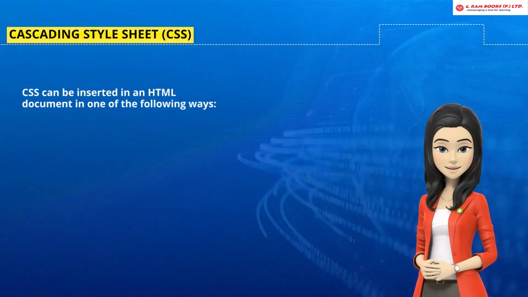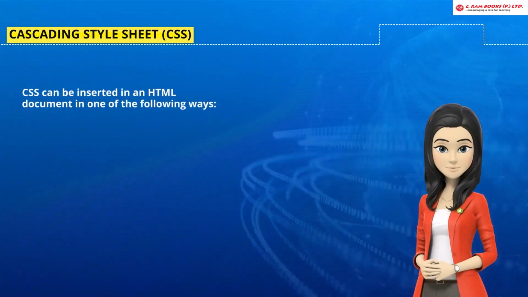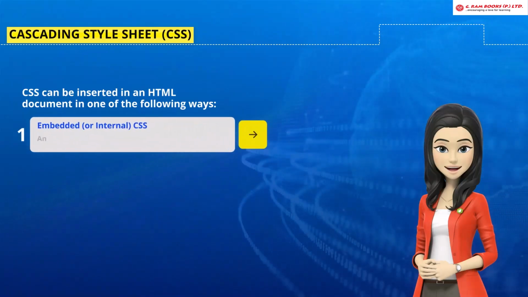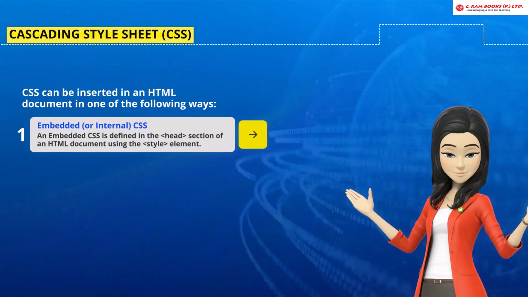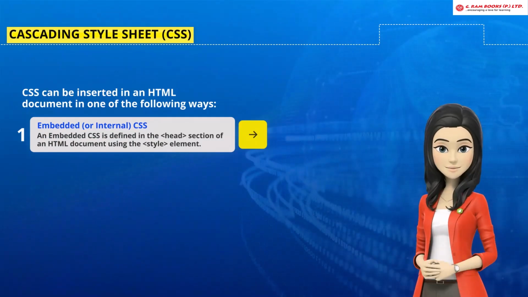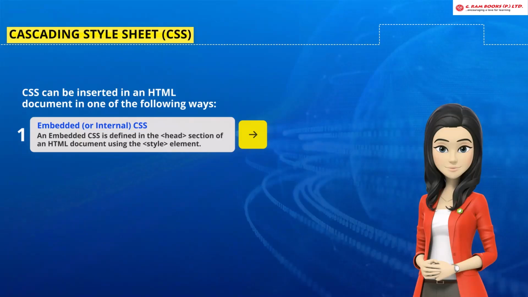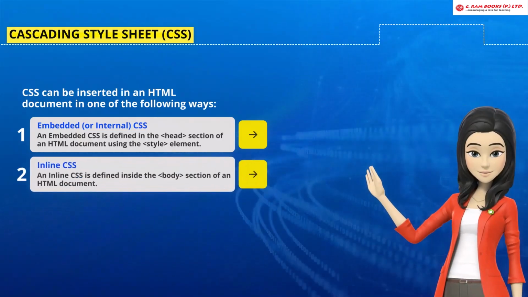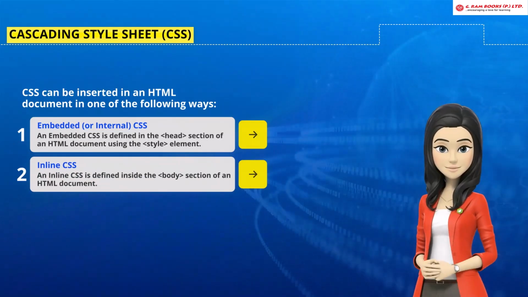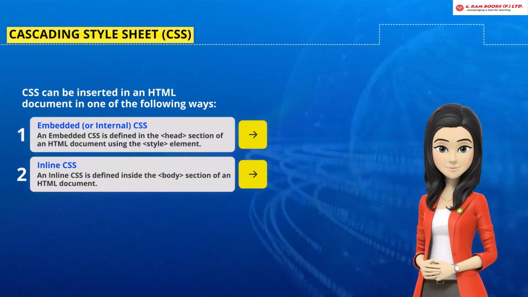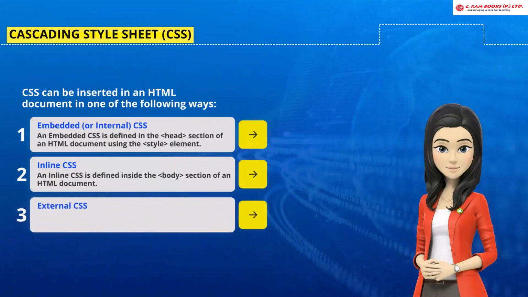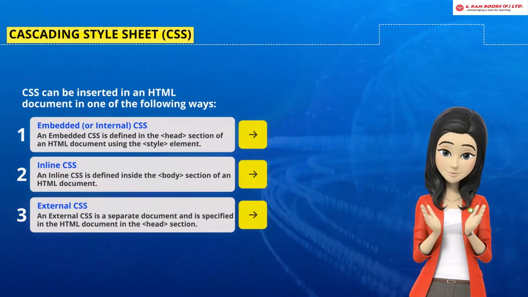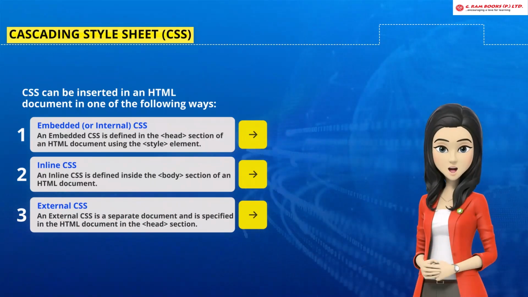CSS can be inserted in an HTML document in one of the following ways. Embedded or internal CSS: an embedded CSS is defined in the head section of an HTML document using the style element. Inline CSS: an inline CSS is defined inside the body section of an HTML document. External CSS: an external CSS is a separate document and is specified in the HTML document in the head section.